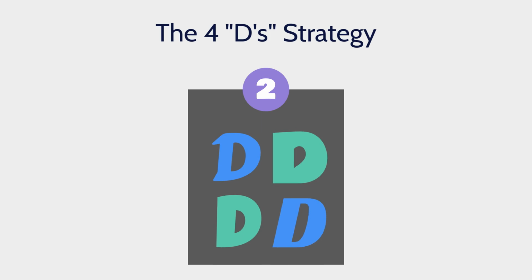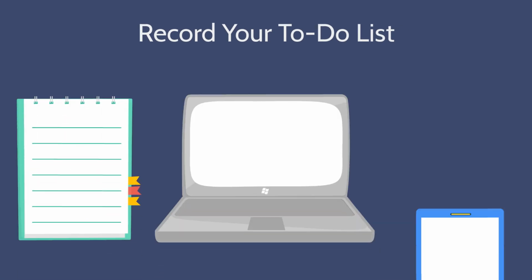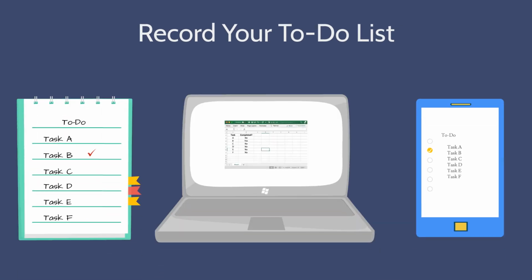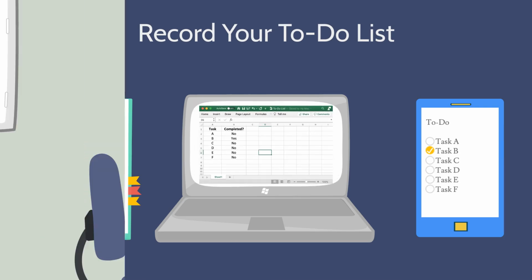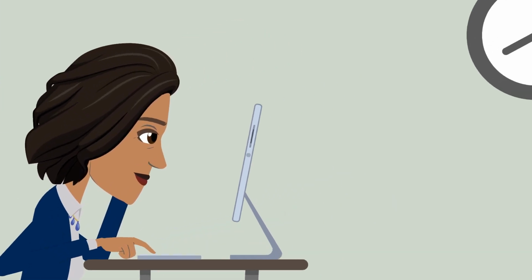The second strategy is to use the 4 Ds to manage your to-do list. The first step is to record your to-dos or tasks on a physical list. Don't try to remember everything you need to get done. Then, regularly evaluate your list. A good strategy is to review your list at the same time each day, such as the beginning or end of the day, or the same time each week.